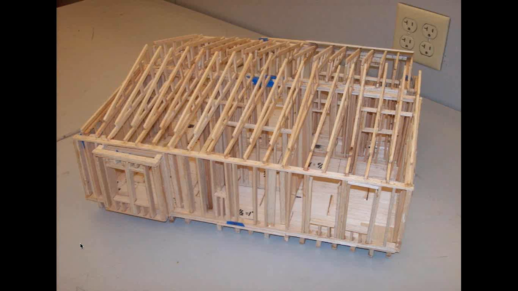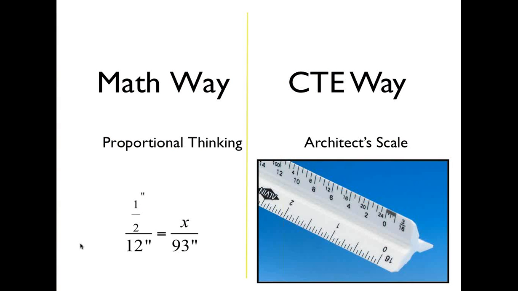Basically, we've uncovered that there are two ways to do most things related to CTE and to math, and usually they don't meet up and the kids don't make the connections. So on the CTE side of things, over on the right side of this slide, you see that there's an architect scale there. That's a very common way that we would teach scaling, whether it be blueprinting or scale model building in a CTE type of classroom.